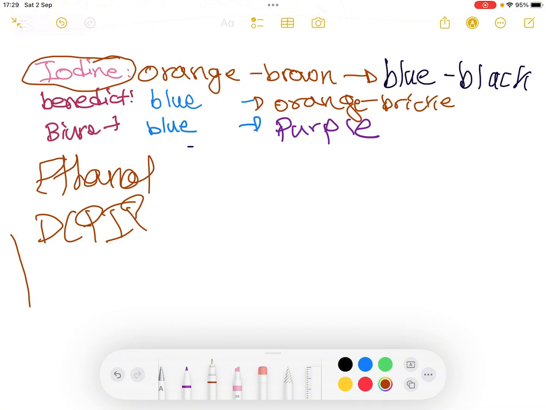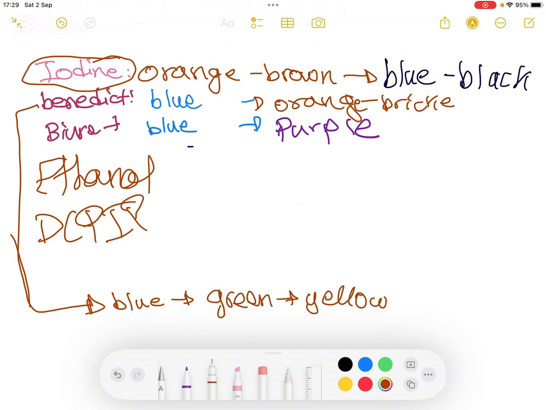So basically, the Benedict test is not just blue to orange to brick red. It's blue to green to yellow to orange, then to red, then to brick red.